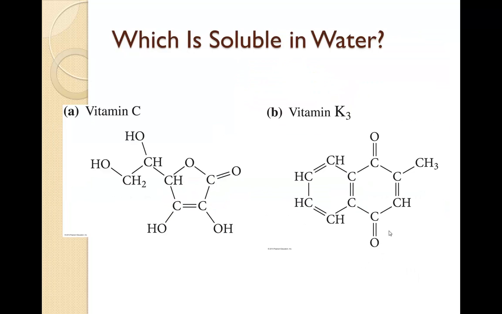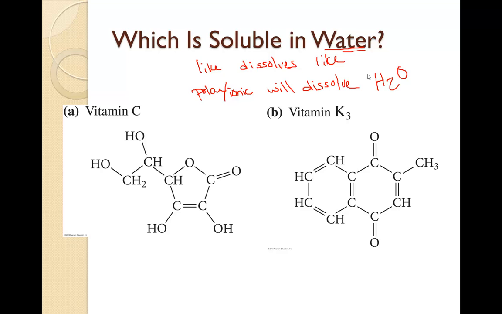Now, we have said before that like dissolves like. So that means polar molecules and ionic molecules will dissolve in polar substances and polar solvents. Water is a polar substance. Oxygen is more electronegative than hydrogen, so therefore the electrons drift to get a net polarity towards the oxygen.